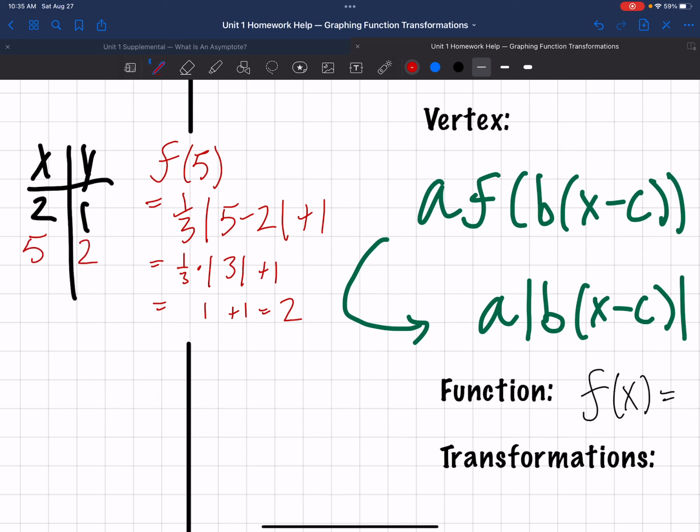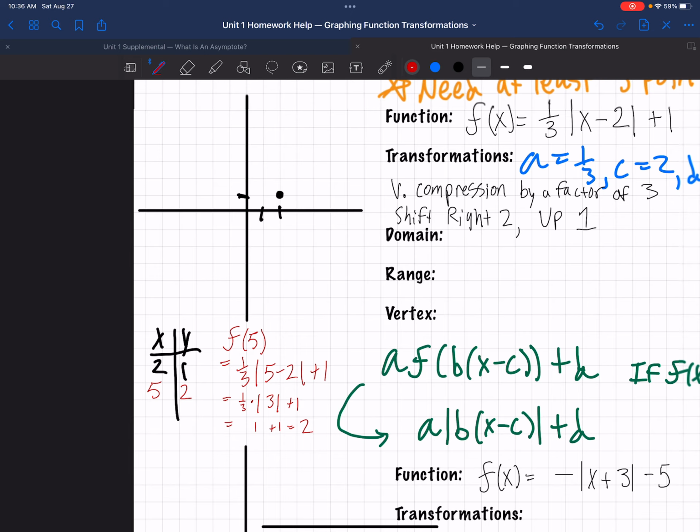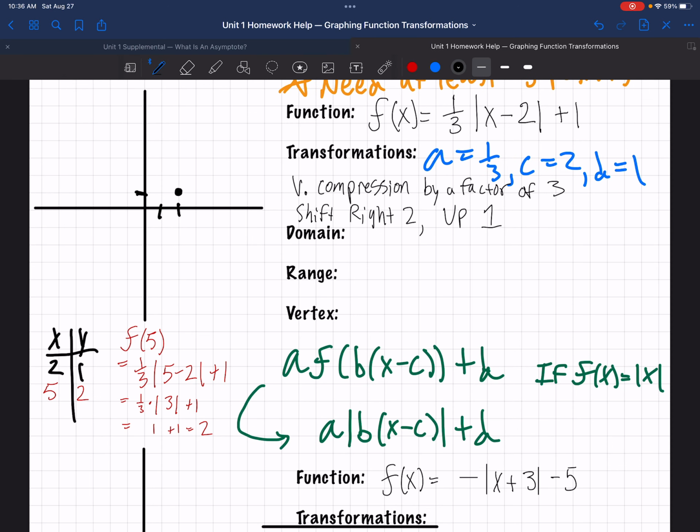5, comma 2. You see how that's a nice point, right? That's way prettier than 3 comma 4/3. That's nice. I can graph that easily. And I knew to choose 5 because I'm thinking forward. I'm thinking 1/3 times 3 is going to get me a whole number. So what number do I put in for x that would get me that 3 there? That's what my thinking was. So now I'm going to come over here. I'm going to do 1, 2, 3, 4, 5, comma 2.